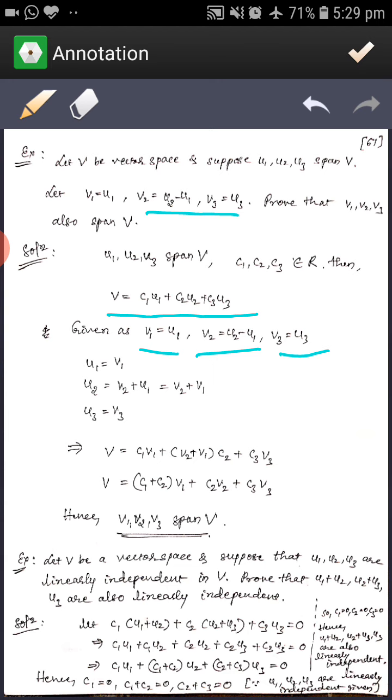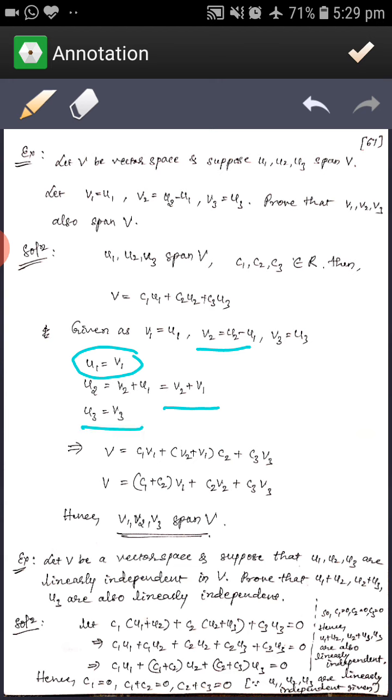So here, as we know, u1 is equal to v1, which stays the same. But in the second equation we have v2 is equal to u2 minus u1. So wherever u1 is there, we need to replace it with v1. If you replace v1 here, then u2 is equal to, the u1 will come to this side, so it will be v2 plus v1. Okay, so u2 is equal to v2 plus v1, and u3 is equal to v3.